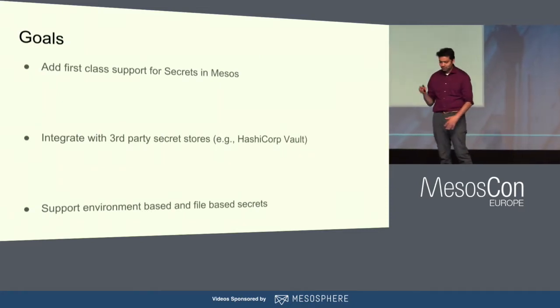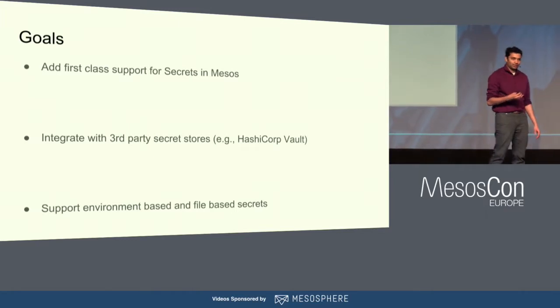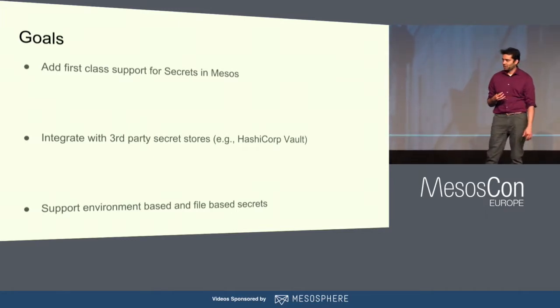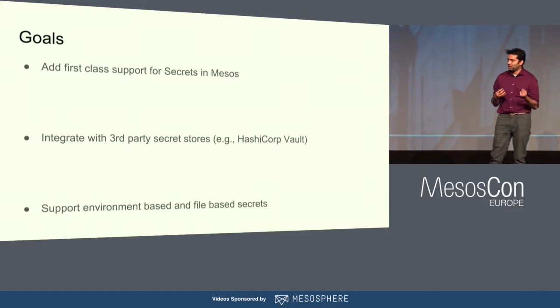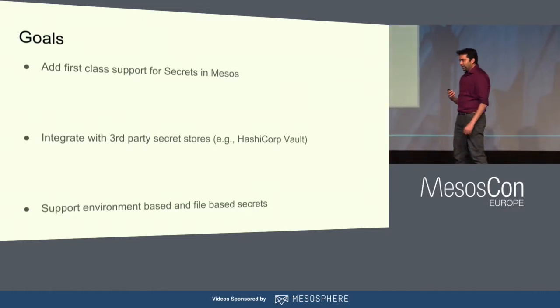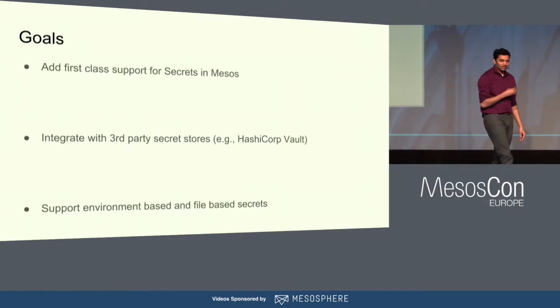existed. So this work was around how we add first-class support for secrets. Secrets are so important in Mesos for a lot of security-conscious customers. How do we make it a first-class primitive? And then how do we integrate with the existing third-party secret stores? We don't want to build a secret store in Mesos, because that's not the business we are in.